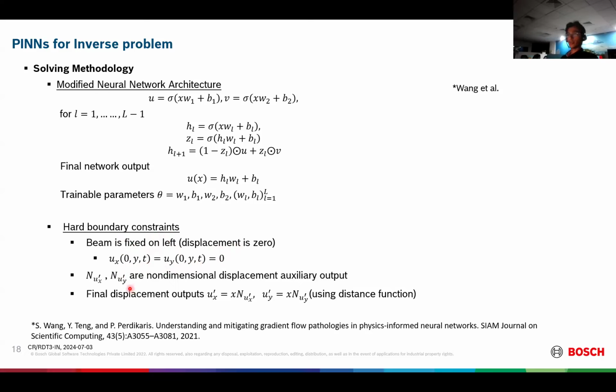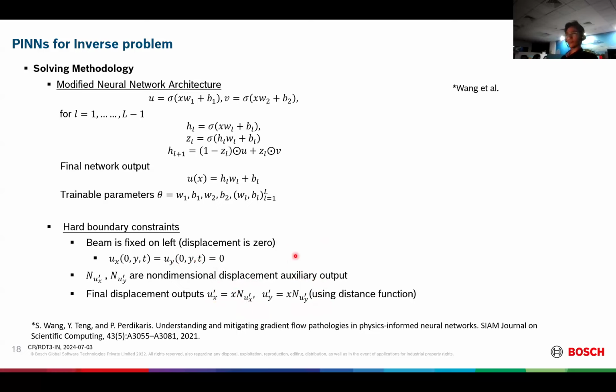And here we consider these two things, NUX prime and NUY prime, the non-dimensional displacement outputs coming from the neural network, and then the final output is given using some distance functions. So whenever we are at the left boundary where x is zero, the prediction for displacement automatically goes to zero. So this is a simple way of constraining the boundary conditions.